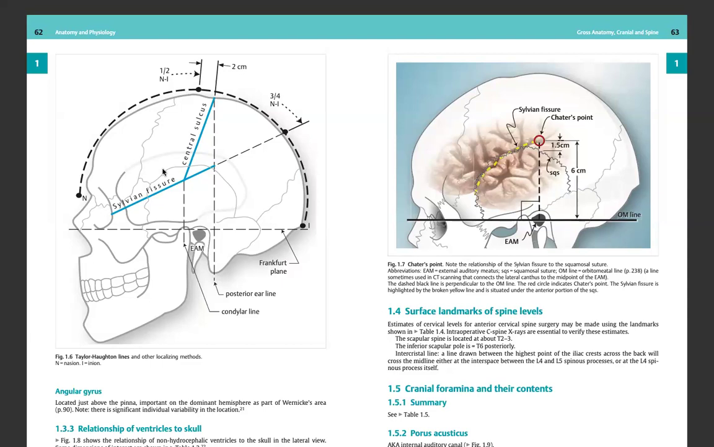In the skull, once it is exposed in surgery, the anterior portion of the Sylvian fissure follows the squamosal suture and then deviates superiorly to terminate at the Chater's point, which is located 6 cm above the EAM on a line perpendicular to the orbitomeatal line. It is also approximately 1.5 cm above the squamosal suture along the same perpendicular line. A 4 cm craniotomy centered at the Chater's point provides access to the potential recipient vessels in the angular gyrus for an EC-IC bypass surgery.